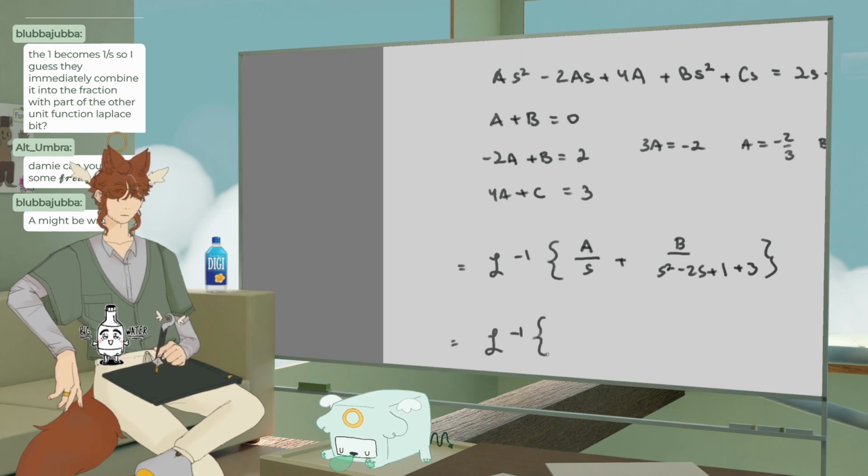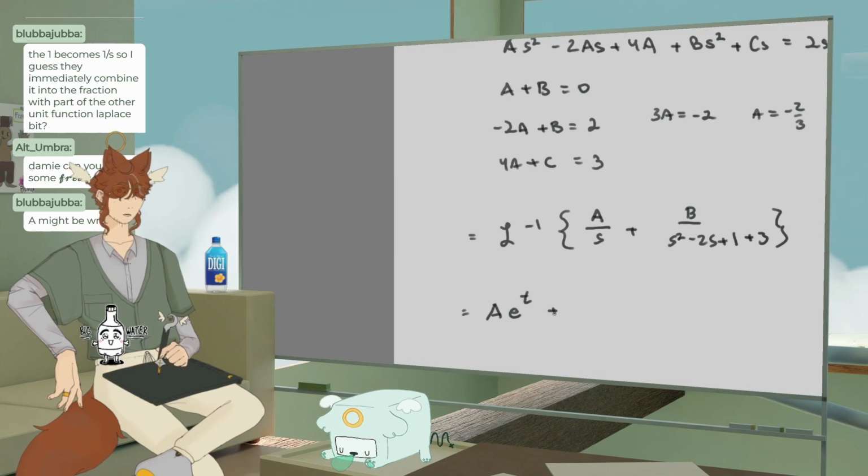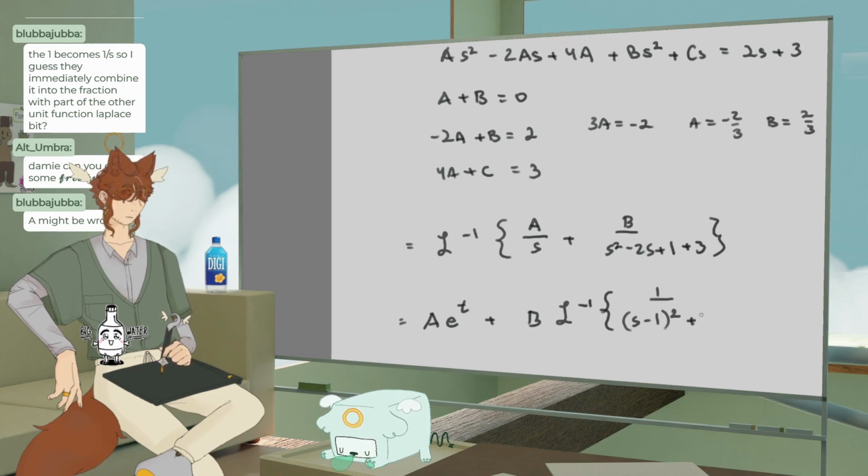Okay, so this equals Laplace inverse transform of, I mean, I guess I don't even really have to do that. We're gonna do e to the t. Yeah, A e to the t plus Laplace inverse of, I'm gonna bring up B. I love how you can just play with numbers like they're fun little guys. So we have s minus 1 squared plus 3.